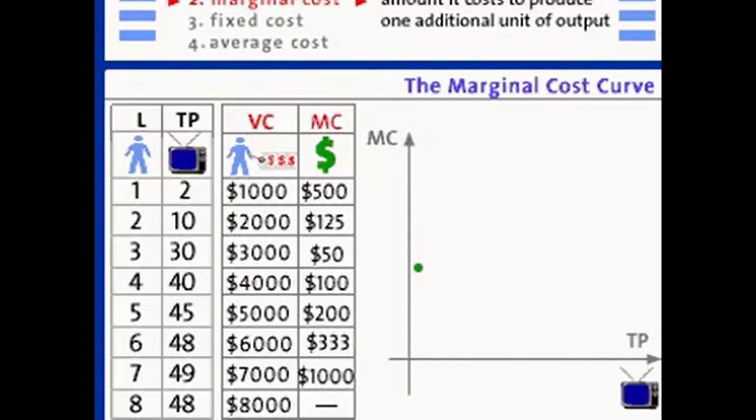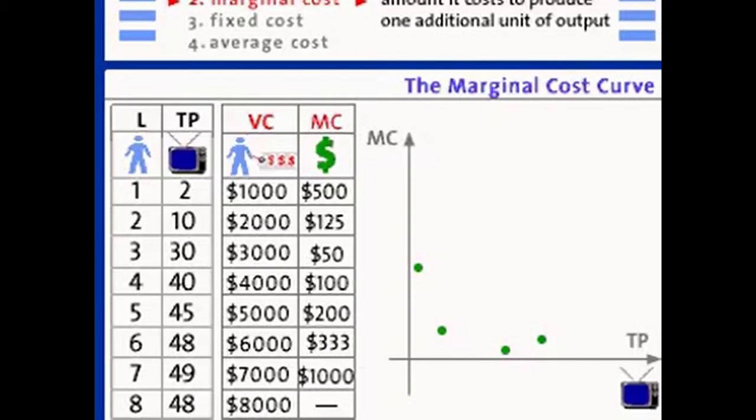If we're up to 30 television sets, the marginal cost is down to $50 a set. And if we are at 40 television sets, we have 100 for our marginal cost. 45 gives us a marginal cost of 200. 48 gives us a marginal cost of $333. So let me put a dot here. And finally, at 49 television sets, we have a marginal cost of 1,000.